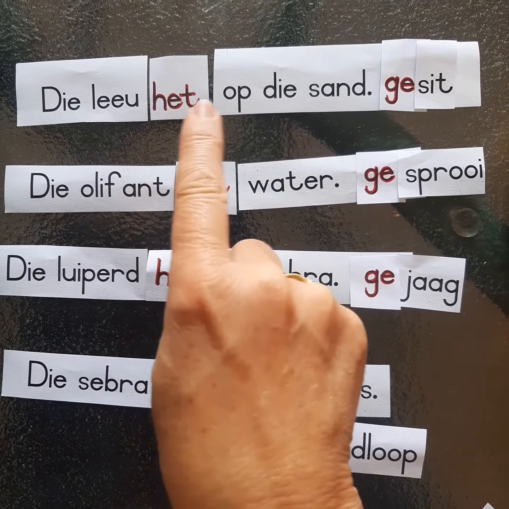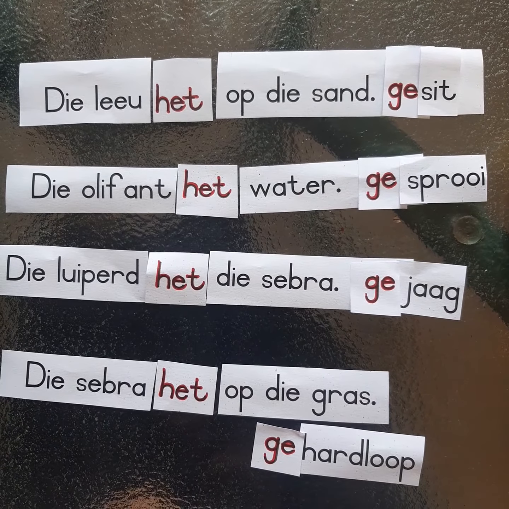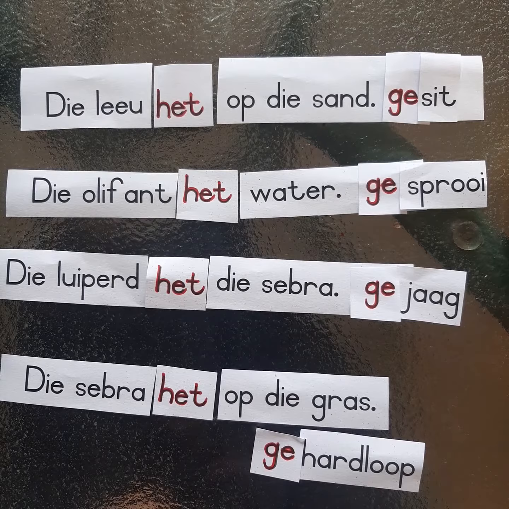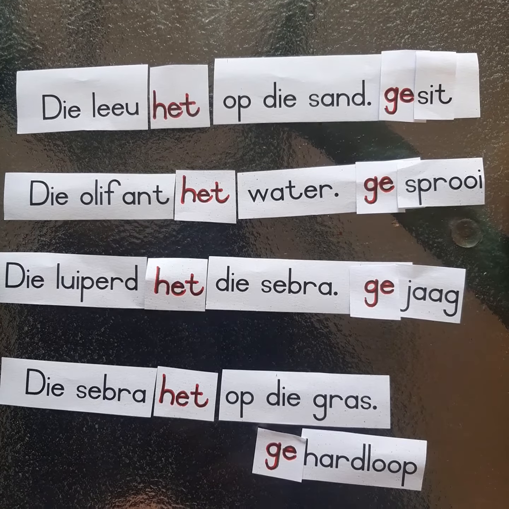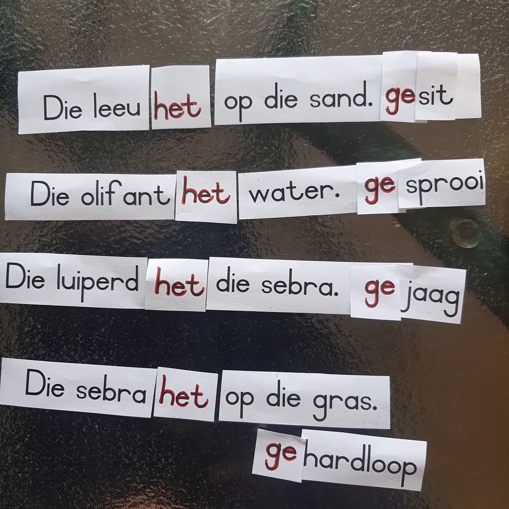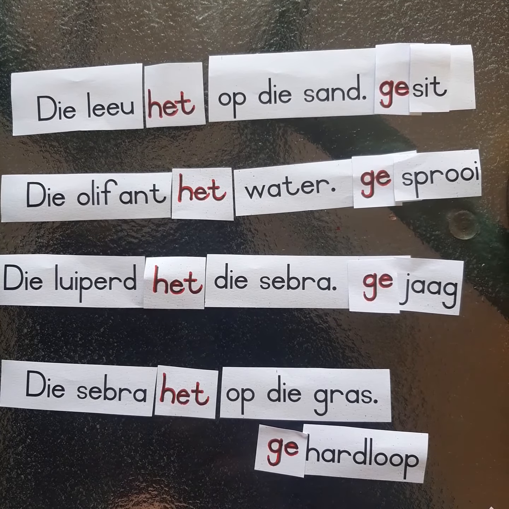So let's look at those sentences again. Die leeu het op die sand gesit. Die olifant het water gesproei. Die luiperd het die zebra gejaag. Die zebra het op die gras gehardloop.